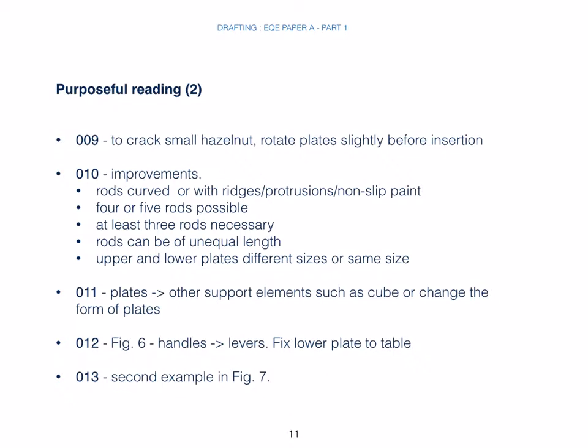To prevent a nut from jumping out of the nutcracker while it is being squeezed, 4 or even 5 rods could be used instead of 3. In any case, at least 3 rods are necessary to securely hold the nut. Furthermore, the rods do not have to be of exactly equal length. The upper and lower plates could also have the same size.